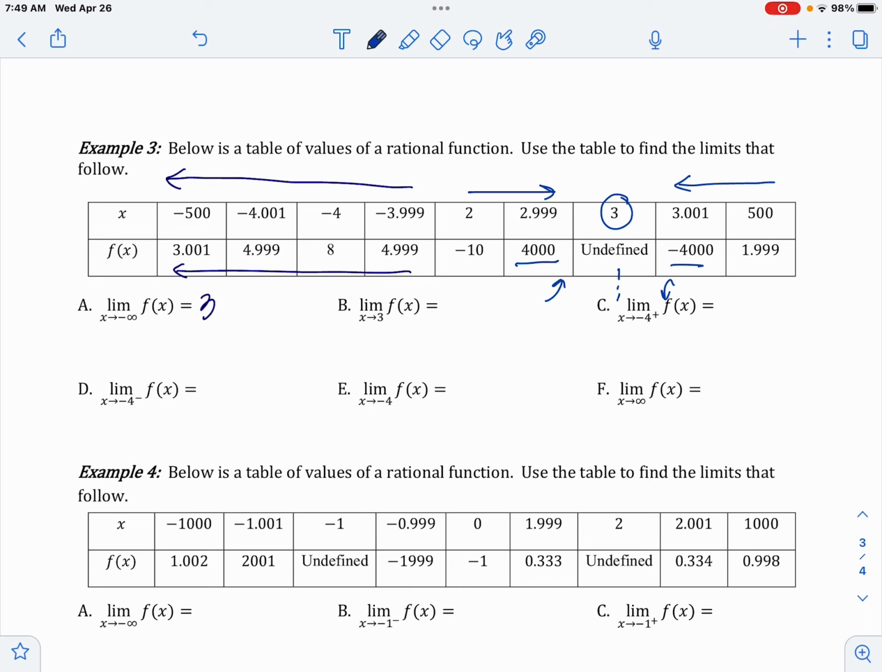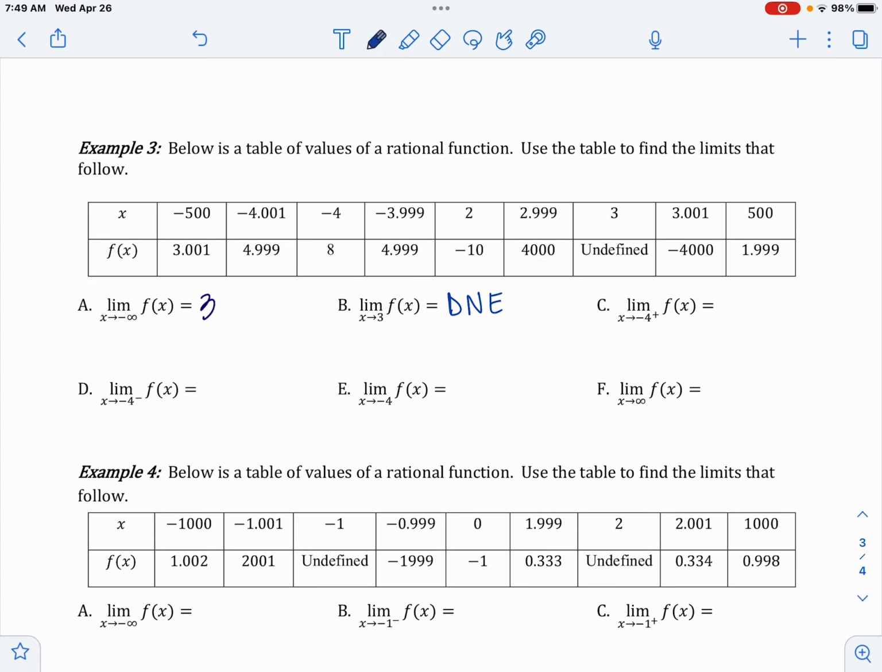So I can tell there's an asymptote there. So I know that this does not exist. Also because it's a very big number and a very small number, they're not approaching the same value from the left and right. Negative 4,000 and positive 4,000 are not the same value. All right, I'm going to erase this so I can use it still.